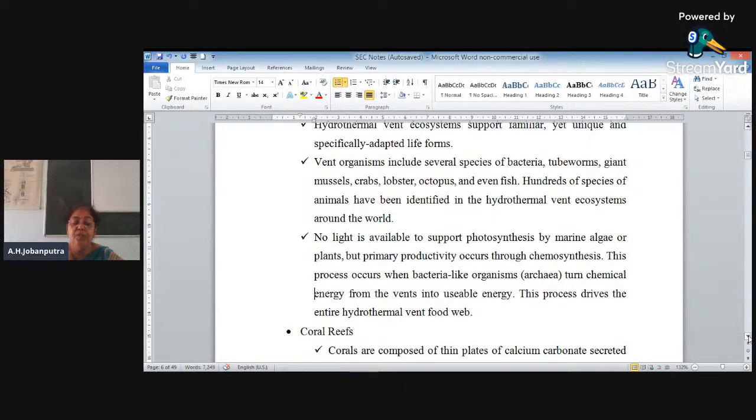A similar type of food web is also present in the hydrothermal vents.